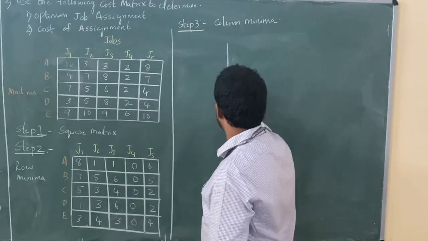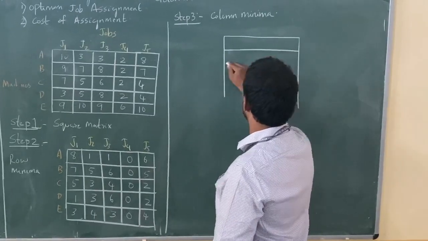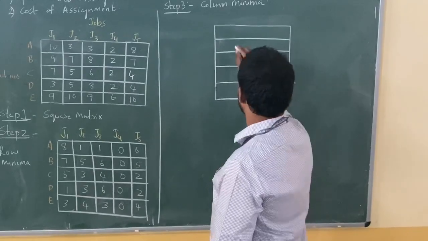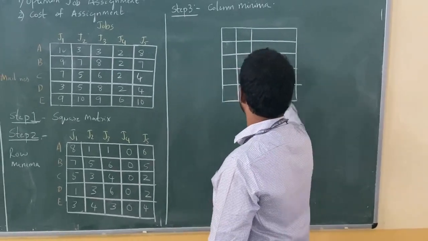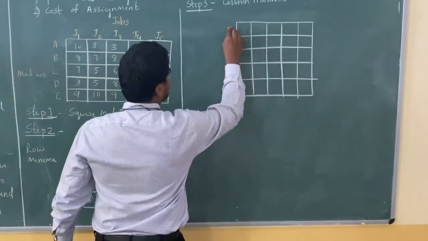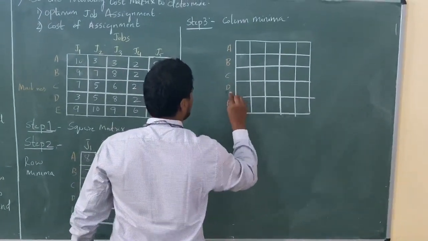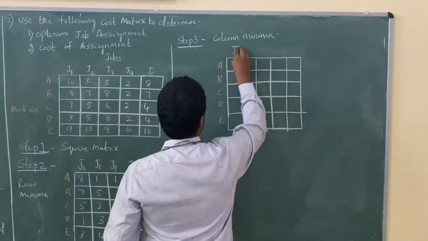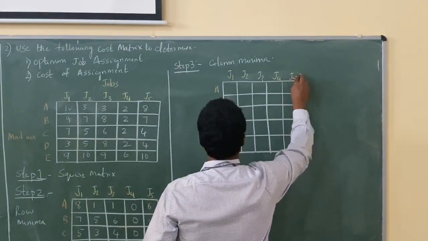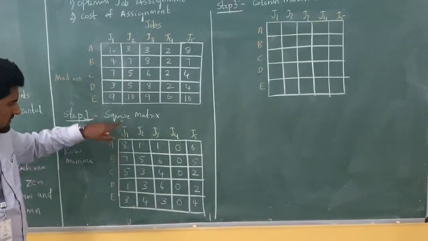Here again we have 5 jobs and 5 machines, numbered 1, 2, 3, 4 and 5. You have the different machines A, B, C, D and E, and the different jobs J1, J2, J3, J4 and J5. You just have to refer to the previous step and repeat this column-wise.